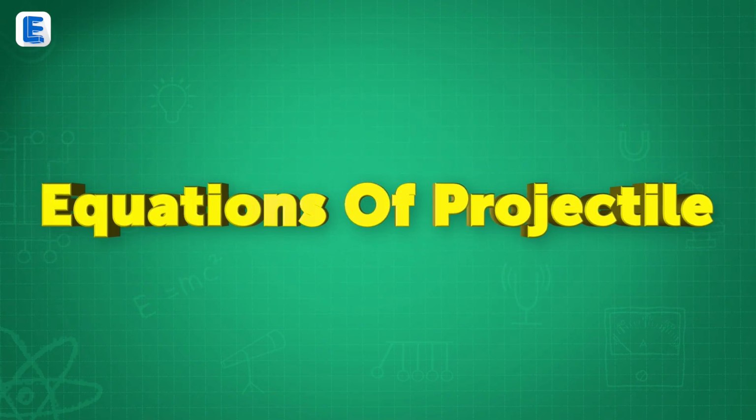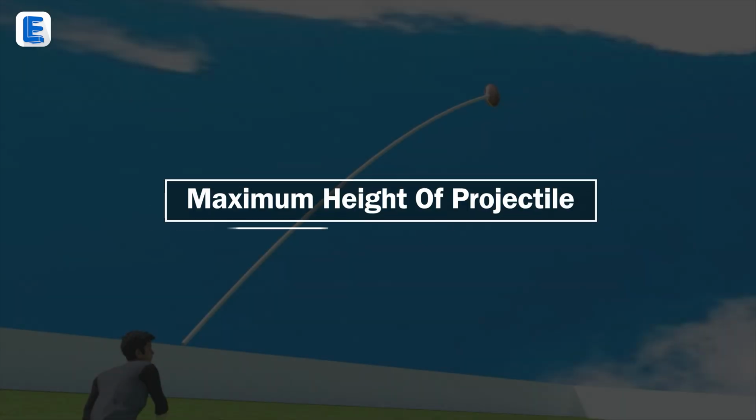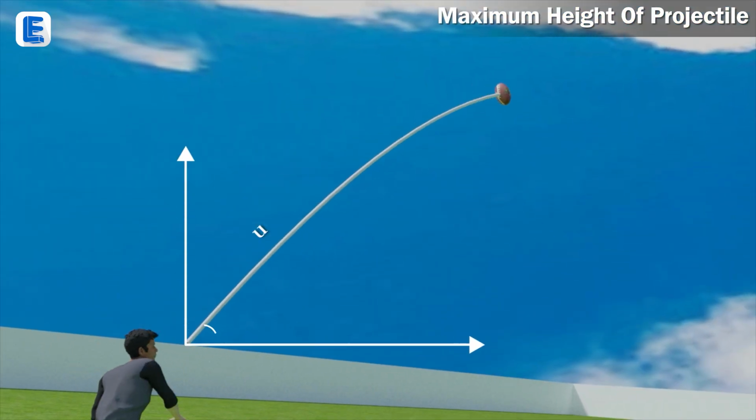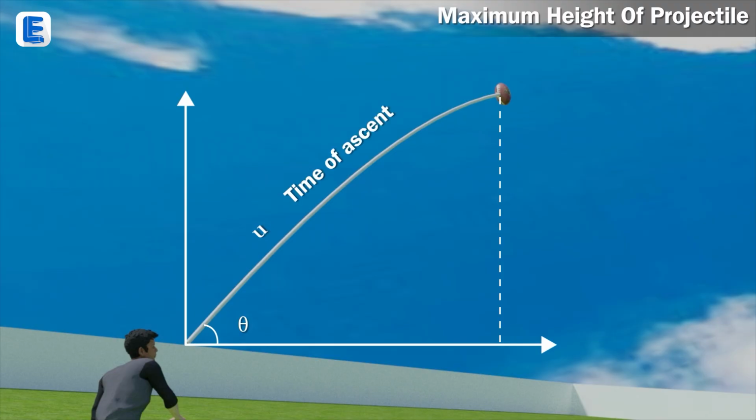Equations of projectile. First, maximum height of projectile. If an object thrown into air with velocity u at some angle is considered as a projectile, the time taken by the object to reach maximum height is called time of ascent. At maximum height, final velocity of the object becomes 0. That means Vy is equal to 0.